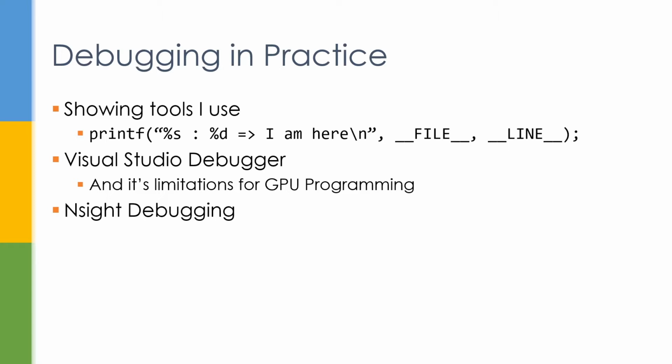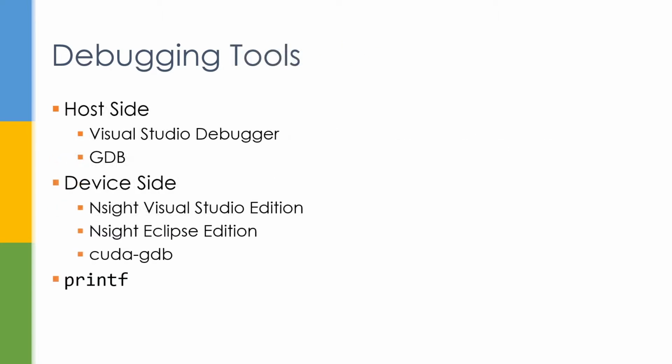However, when it comes to GPU programming, the Visual Studio Debugger doesn't cut it. Although it can do multi-threaded programming on the CPU side, it can't really debug the CUDA side of things because it needs access to those resources. That's where Nsight comes in, which allows you to debug the CUDA side of programming along with profiling and other graphics tools. So other debugging tools that exist on the host side are the Visual Studio Debugger, as we spoke about, and GDB on Linux. On the device side, we have the Nsight Visual Studio Edition, Nsight Eclipse Edition, and CUDA GDB, which is essentially GDB but for CUDA programming.